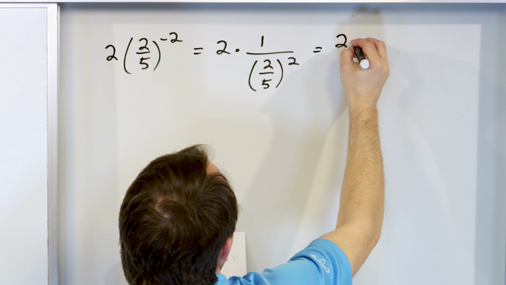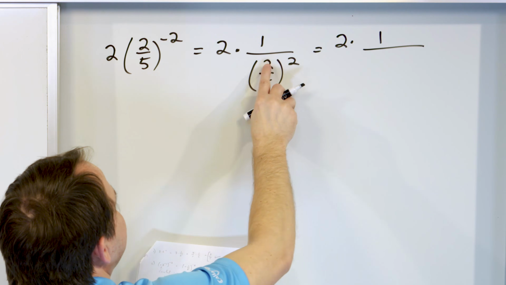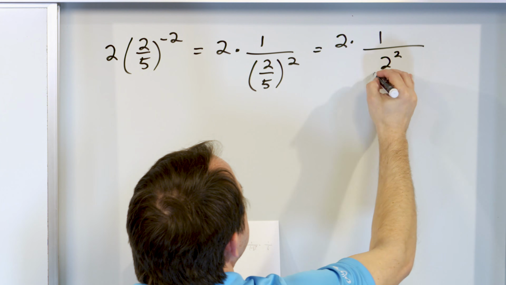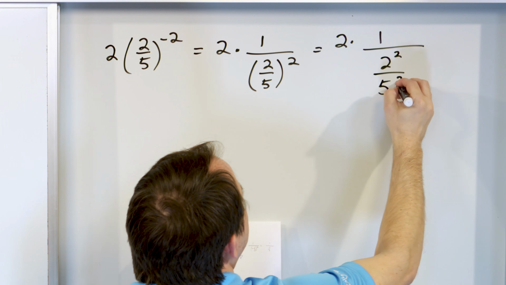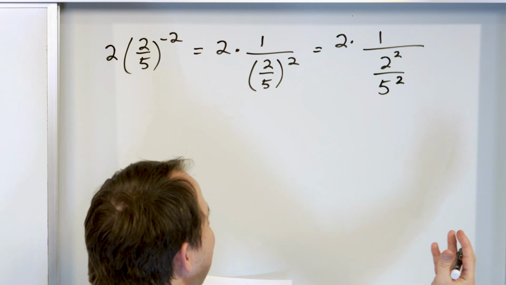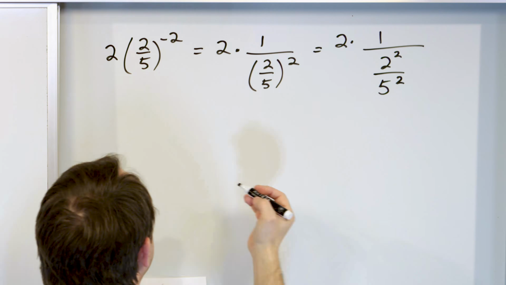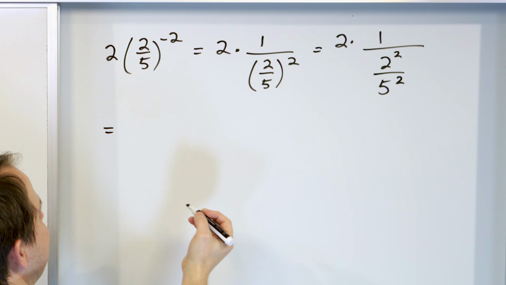Then it's going to be 2 times 1 over, this is a fraction raised to an exponent. The numerator is raised to the power of 2. The denominator is also raised to the power of 2. I know that you don't like the idea of having an ugly fraction like this in the denominator of a larger fraction, but you're going to have to get used to it because it's just like that in algebra.